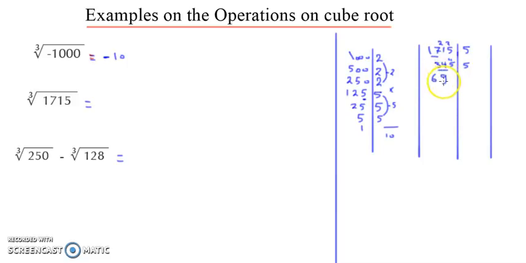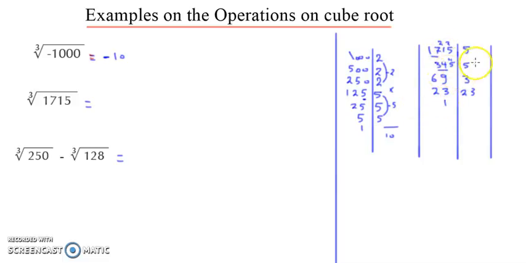Then we divide this number by 3, because 6 and 9 are divisible by 3, so 6 divided by 3 is 2 and 9 divided by 3 is 3. And 23 is a prime number, so we can divide it by itself only. So 23 divided by 23 is 1.